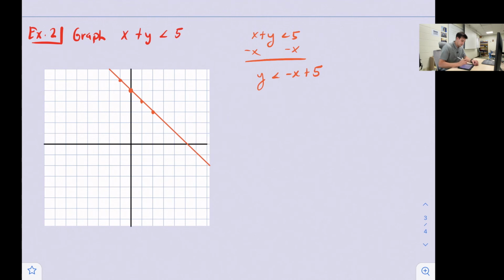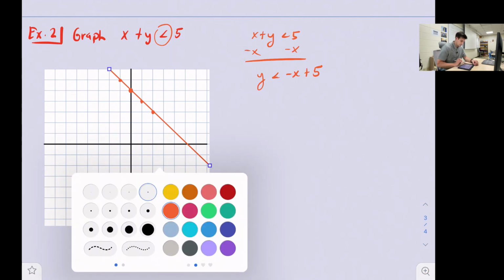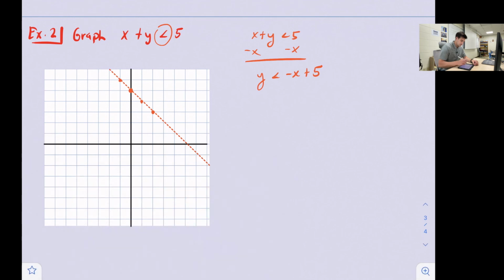Since this was just a less than sign, I need to change this to a dashed line. Now we change it to a dashed line, and we can put arrows on the ends. Now we're ready to choose our test point. I'm going to once again choose the origin. I plug 0 in for y and 0 in for x, and I'm going to solve.